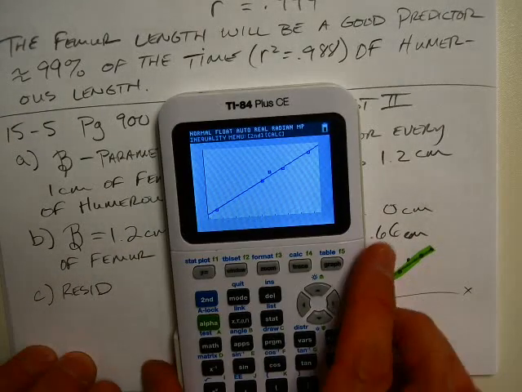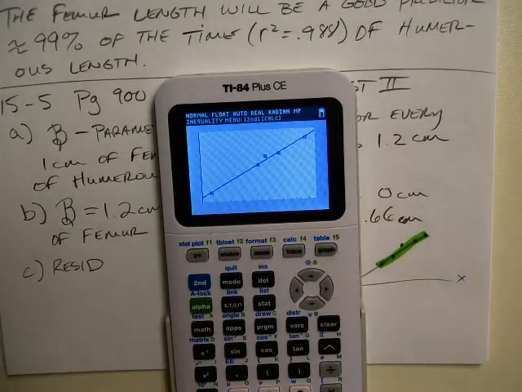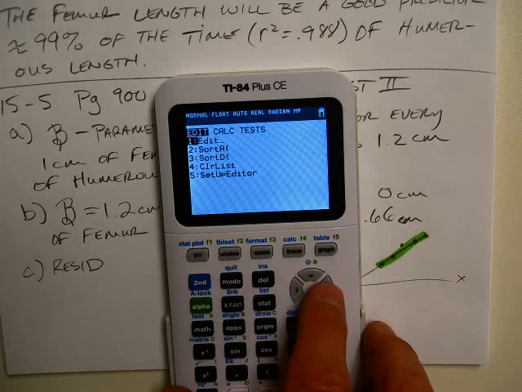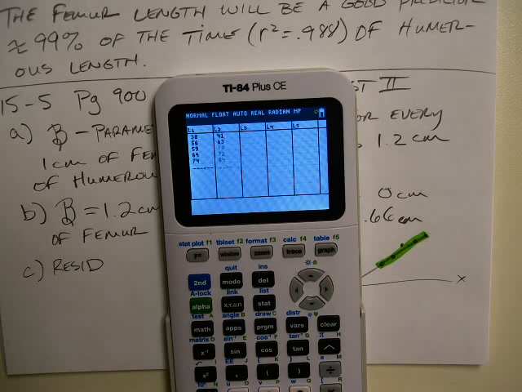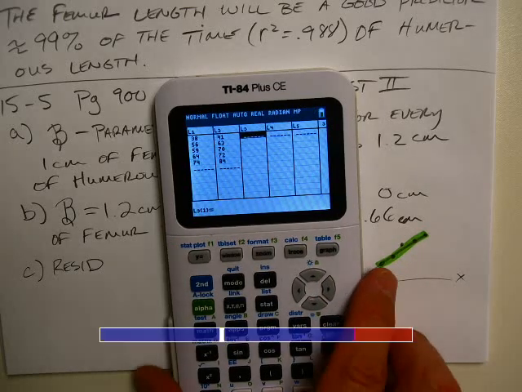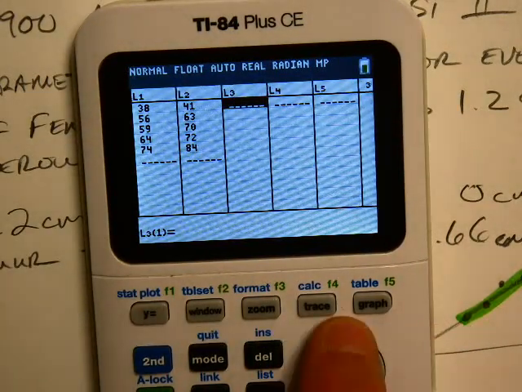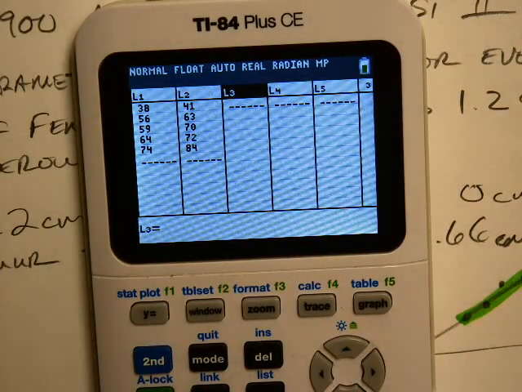You don't need to calculate the residuals. The calculator has already done it. All you have to know is where to look for them. So I'm going to go ahead and go into a list. I'll zoom in a little bit here on the calculator. I'm going to go up to L3 and I'm going to add the residuals into L3.